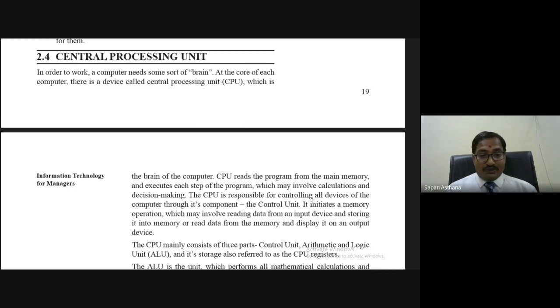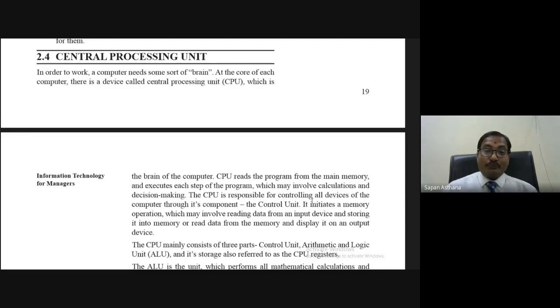If you ask a question, our brain will process it and give you the answer. In the same way, we can say the central processing unit, CPU, is the brain of the computer. The mastisk, the brain of the computer.